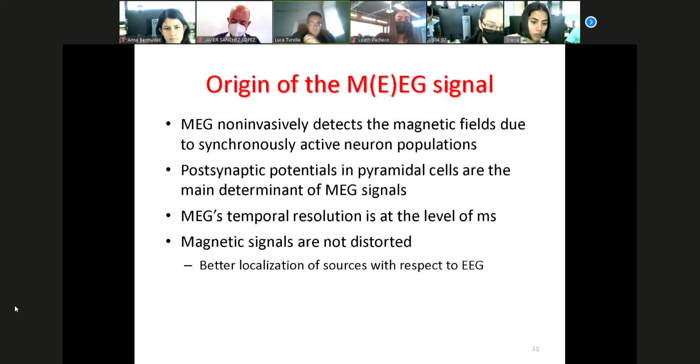The other advantage of MEG with respect to EEG is that, as I just anticipated, the magnetic signals are not distorted by the medium they pass through. So this allows MEG to have much better localization with respect to EEG. We will see tomorrow some examples with some simulations in which you can already see that EEG signals might be distorted and show, let's say, activity within the brain when we look at the source.